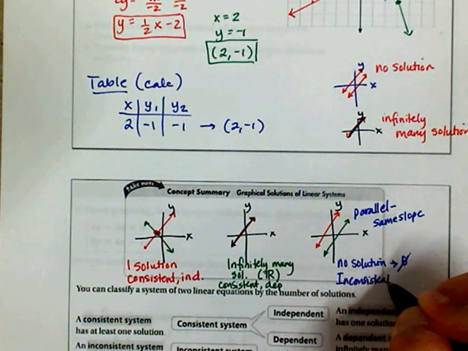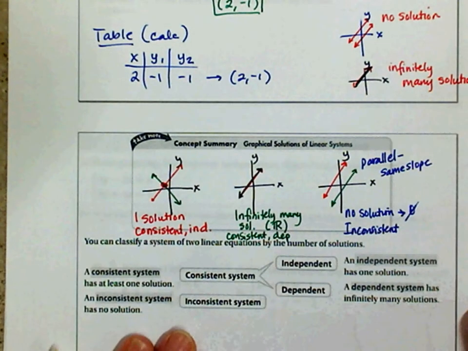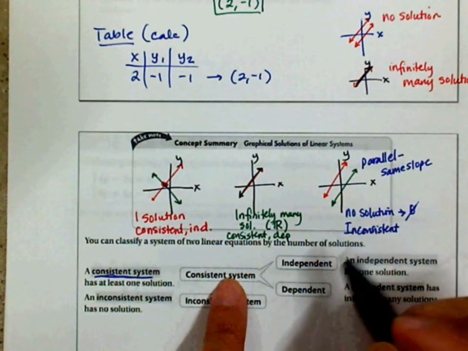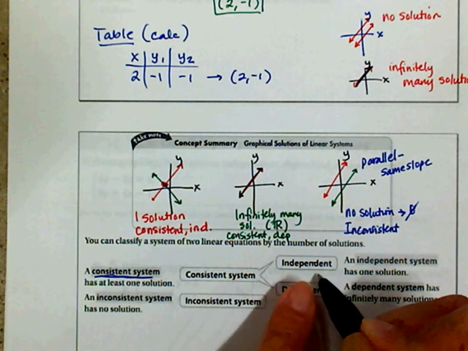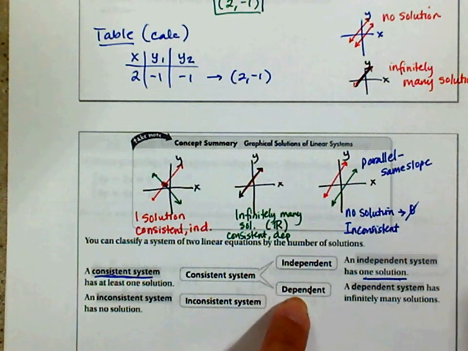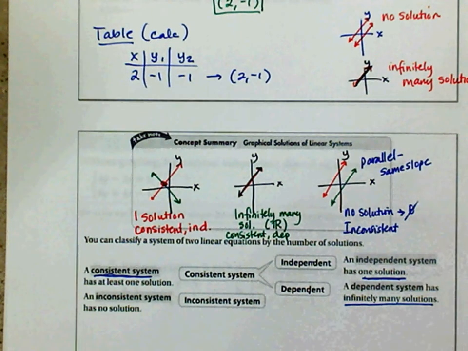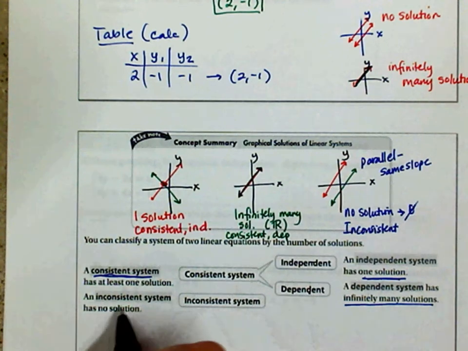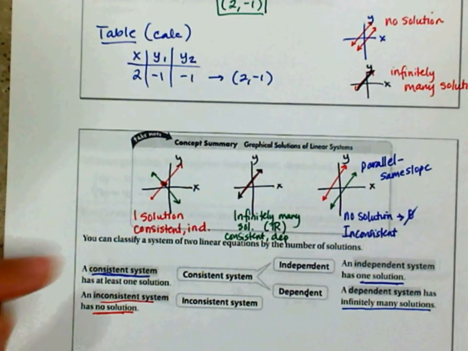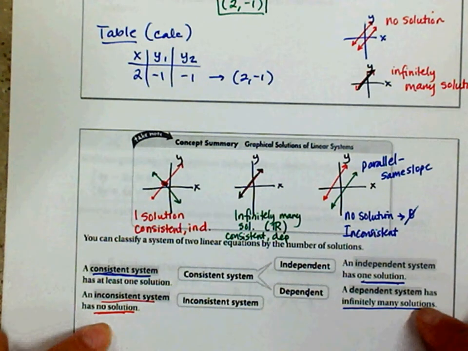Here's a way you could write it. Here is a bracket form. If something is consistent, it will either be independent or dependent. If it's independent, you have one solution. If it's dependent, you have many solutions. You guys got that? If it is an inconsistent system, you just have no solution. So consistent can be one solution or many. Inconsistent, you have none. So these are a way you can look at it.